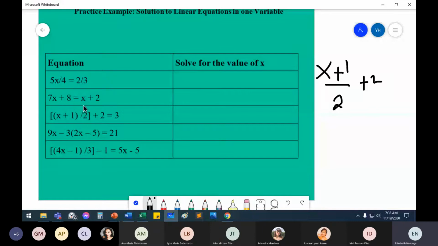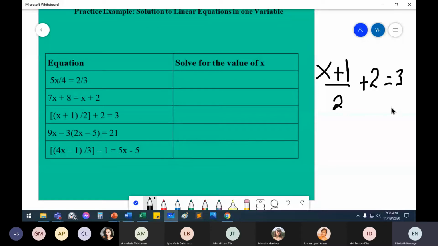When you look at this, it seems so complicated, but actually it's not. How will you approach this? The way you make your strategy is very, very important to solve something like this. This is actually a linear equation. It's just complicated with fractions, but you can see it's a linear equation because it is first degree. Okay, so I have x plus 1 over 2 plus 2 is equal to 3.